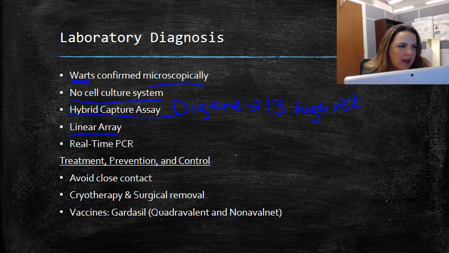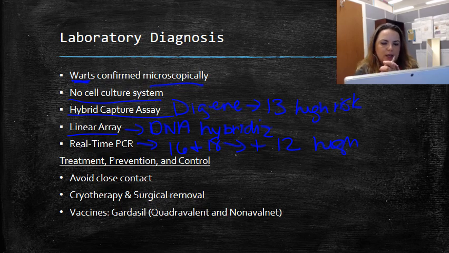There's also a linear array, and that uses DNA hybridization, again, so that we can identify types of HPV that might be present. And then we can do real-time PCR. This is mainly used to detect HPV 16 and 18, but it is also available for 12 other high-risk types. Again, they'll be detected but not individually identified. How do we prevent it? Well, first, you could just avoid close contact. That's an option. For warts on the hands and feet, you can use cryotherapy. You can also use surgical removal as an option, but our best bet is a vaccine.